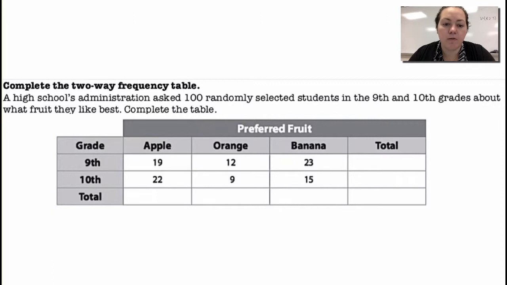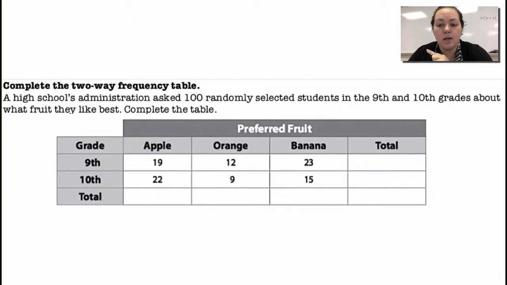It says complete the two-way frequency table. A high school administration asked 100 randomly selected students in the 9th and 10th grade about what fruit they liked best. Complete the table. So I have 19 ninth graders liked apples best, 12 ninth graders liked oranges best, 23 ninth graders like bananas best.